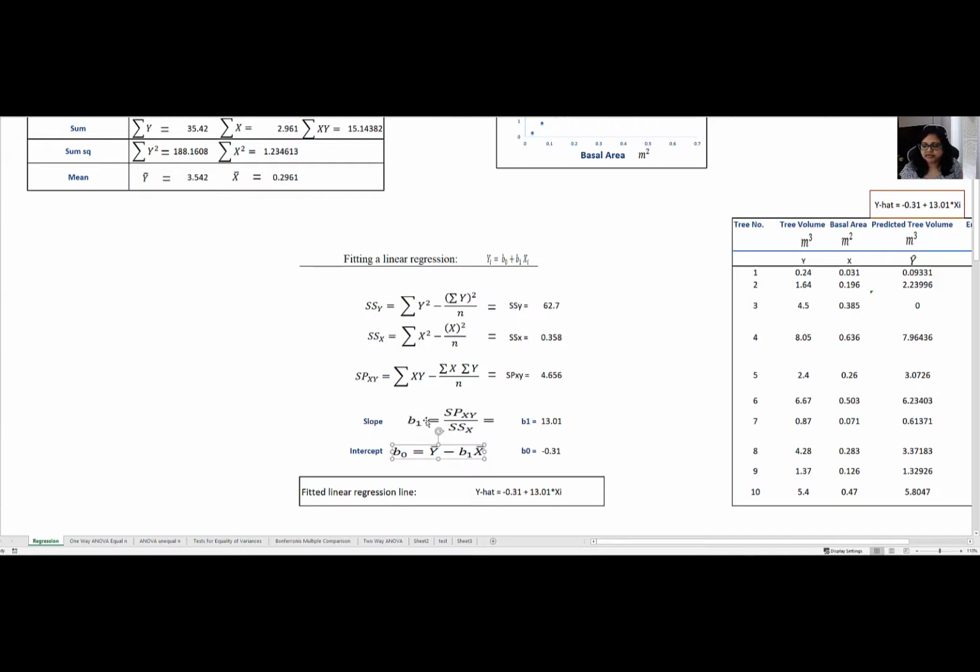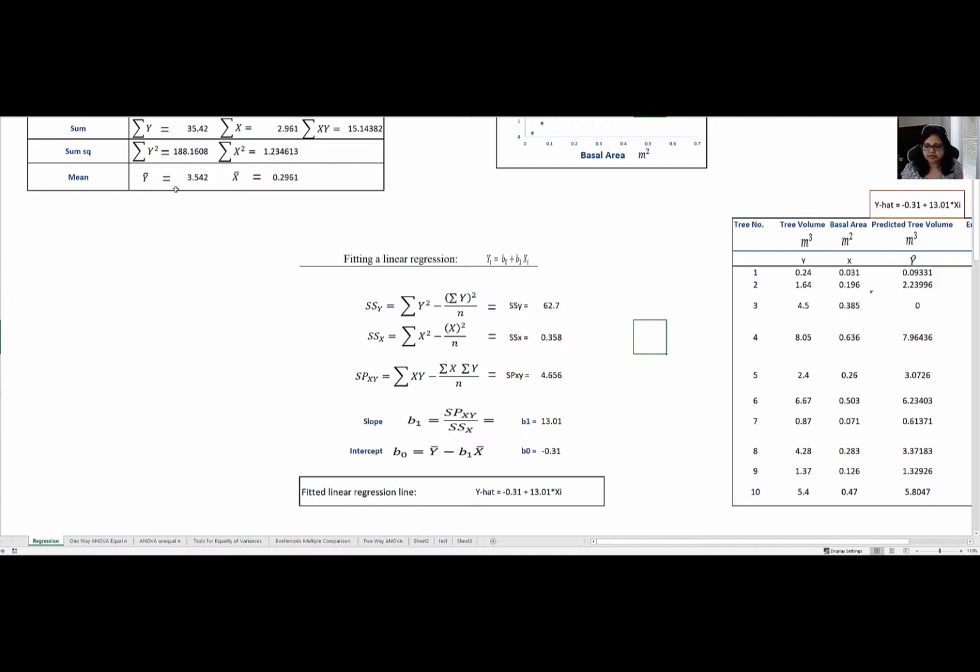That means at first we need to find the slope. For slope, you can see that we need to get two values, the sum of the product and the sum of squares of x. For the sum of squares of x and the sum of the product, I found them separately. At first I try to find the sum of squares of y, because later on you also need that. We found all these values already.